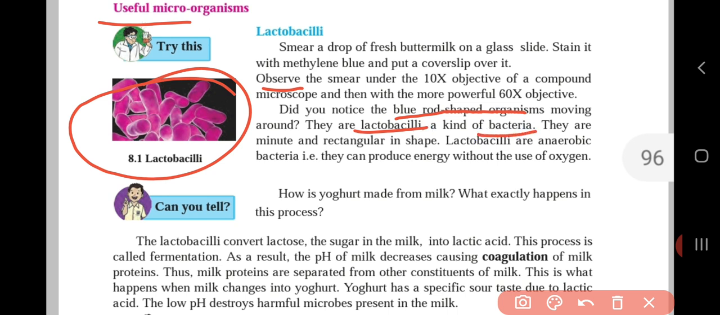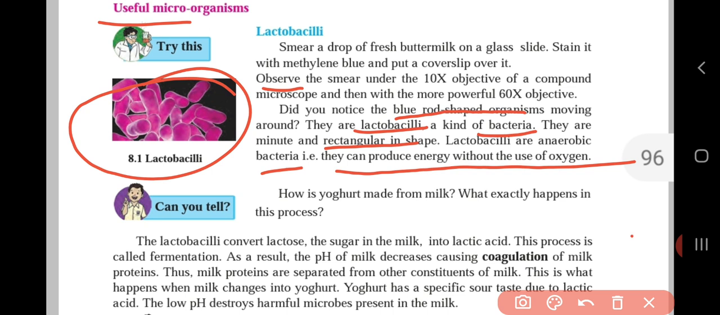So they are minute and rectangular in shape. Lactobacilli are anaerobic bacteria, which means that they can produce energy without the use of oxygen. So this is what we are able to see about lactobacilli.